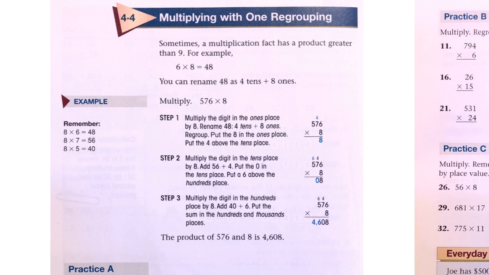Then step 3. Multiply the digit in the hundreds place by 8. 8 times 5, which is 5 hundreds really. 8 times 5 is 40, plus 6 is 46. There's no more numbers to regroup to, so it just gets written on the bottom. And that's what step 3 is showing us. Multiply the digit in the hundreds place by 8, add 40 plus 6, put the sum in the hundreds and thousands place. The product of 576 and 8 is 4,608.